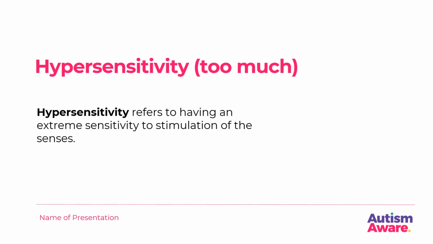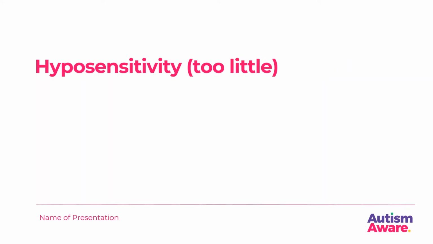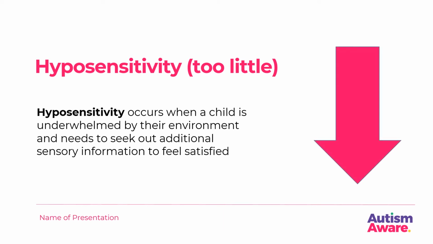Hypersensitivity. Hypersensitivity refers to having an extreme sensitivity to stimulation of the senses. A child can be overly sensitive in one or several of the 7 senses. Hyposensitivity. Hyposensitivity occurs when a child is underwhelmed by his environment and needs to seek out additional sensory information to feel satisfied. Again, a child that is hyposensitive might have issues with one or several of the 7 senses.